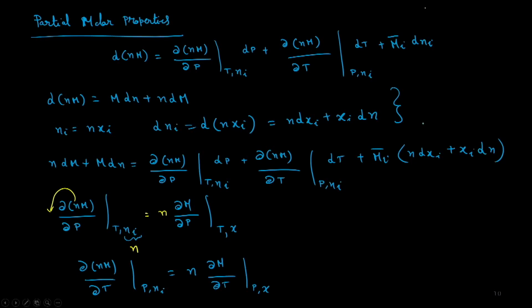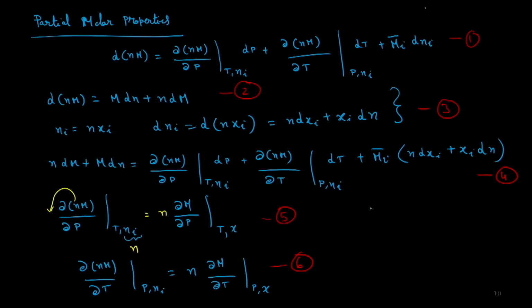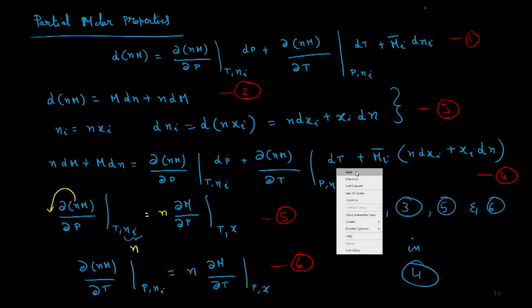Let's number them so that it's easy. This is 1, 2, 3, 4, 5, and 6. So what I'll do is substitute 2, 3, 5, and 6 in 4. I'll make this substitution, do a little bit of rearrangement of the terms, etc. And I'll leave it for you to do.